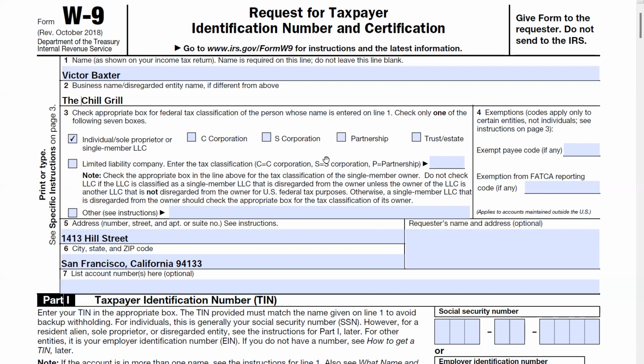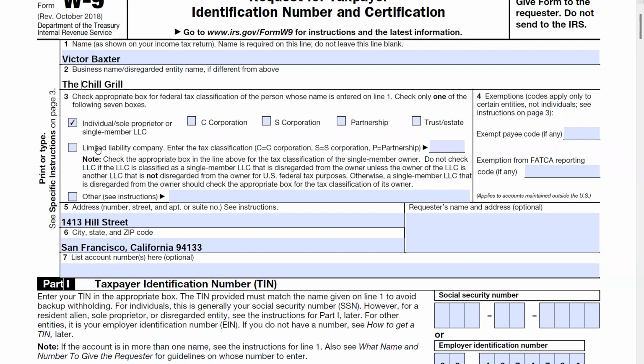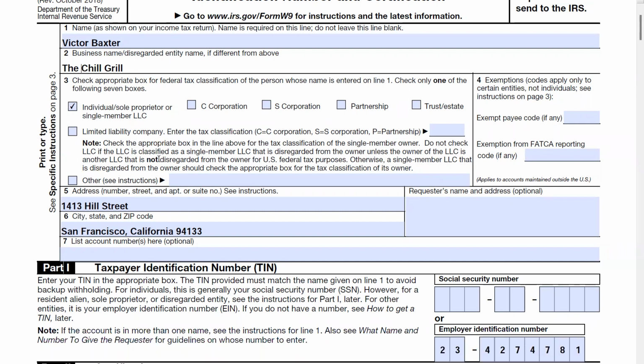Next box, partnership, is when you have 2 business owners or more in a business, it defaults to a partnership, and we have a trust or an estate. Then we have a limited liability company. Again, these are all tax classifications.